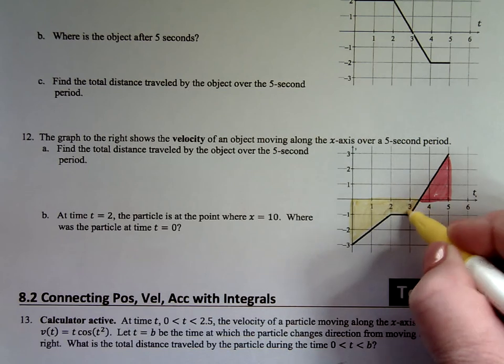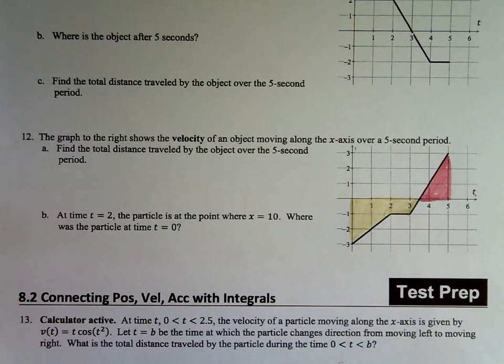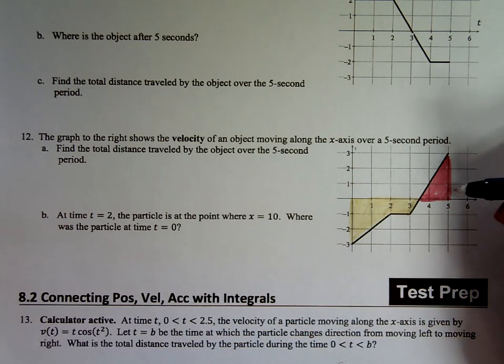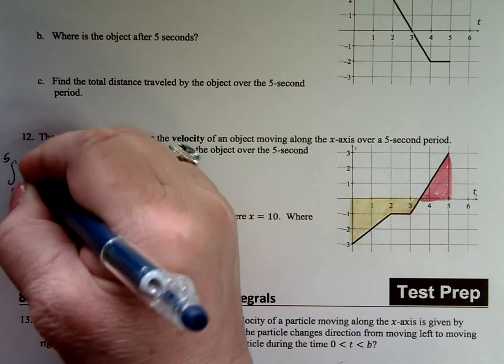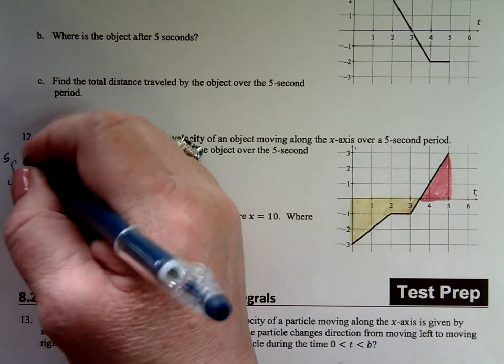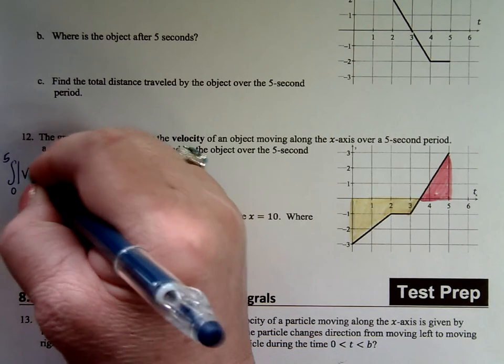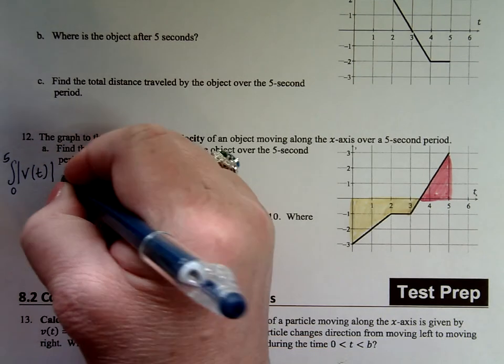And what I'm going to do is take the absolute value of the guys below and add it with the one above. So I'm looking for, technically, this is my calculus, 0 to 5. I want to know what the absolute value of V of t dt is. Right? That's going to give me total distance.